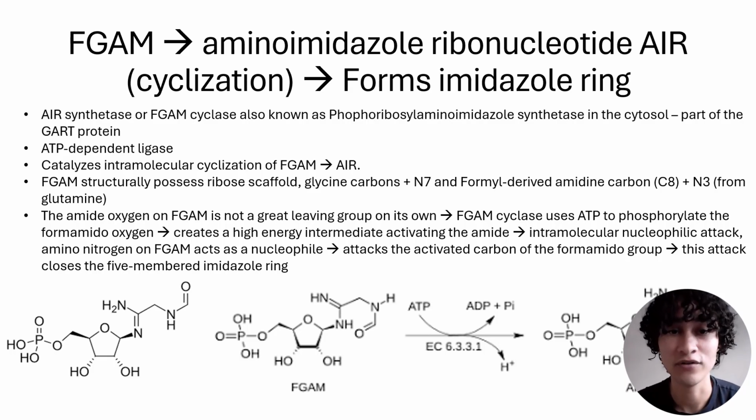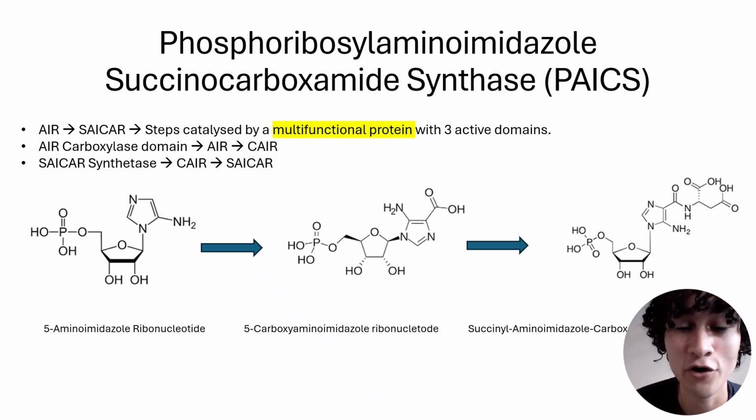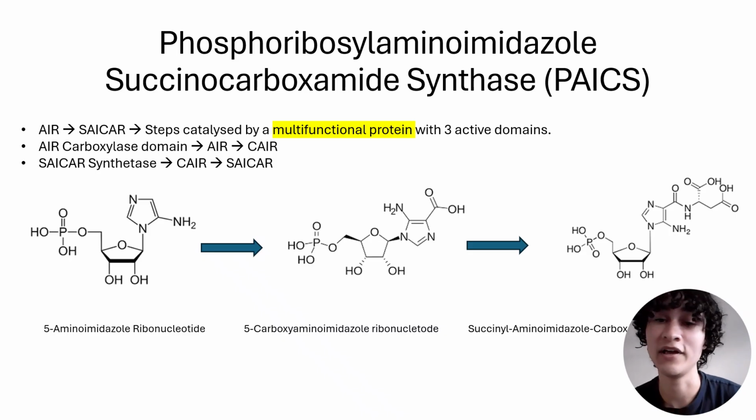So that amino nitrogen from the glycine that's sticking out will attack that activated carbon on the formamido group, and this essentially results in cyclization. It closes that 5-membered ring and forms that imidazole ring you see in purines. So we now have our 5-aminoimidazole ribonucleotide, and we got that from our formylglycinamidine ribonucleotide, using ATP to activate that amide group and to govern that cyclization, that intramolecular nucleophilic attack between that amide carbon and that amine group, to form our imidazole ring.